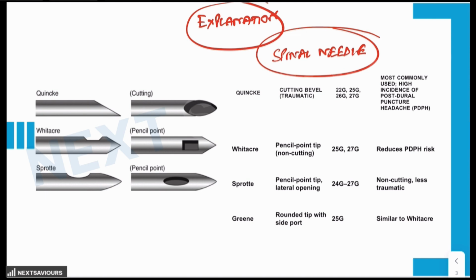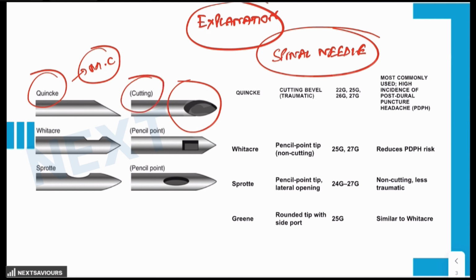Now, spinal needle does not mean that there is a single kind of spinal needle. There are multiple different types, and one is the Quincke, which is identified by its end. Now, the Quincke needle, which is the most commonly used needle in clinical practice, has a cutting bevel, which is a traumatic end. Despite this high incidence of trauma, it is most commonly used because of the ease of gaining access to that space. Another one is the Whitacre needle.